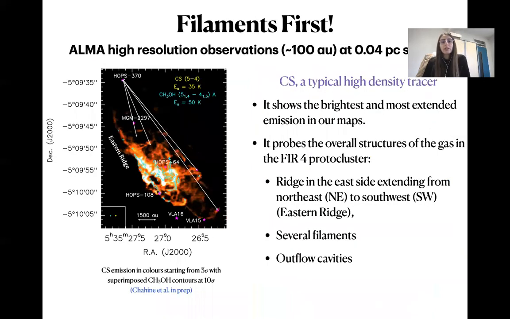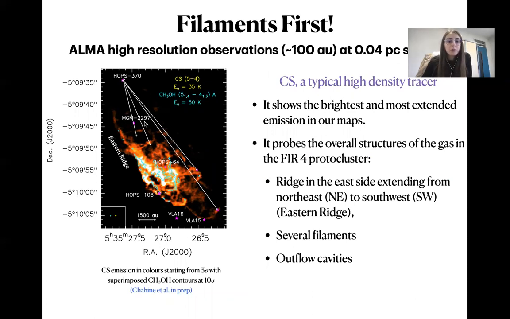So here I show the emission of CS. In this figure, I have the CS emission in yellow, and the colors start from 3 sigma. And I have here in cyan the contours of methanol emission at 10 sigma. We have labeled the protostars with a star symbol, and we have this triangle symbol that stands for the SiO peaks that we see from our work.